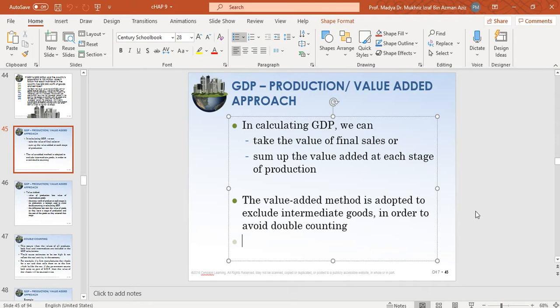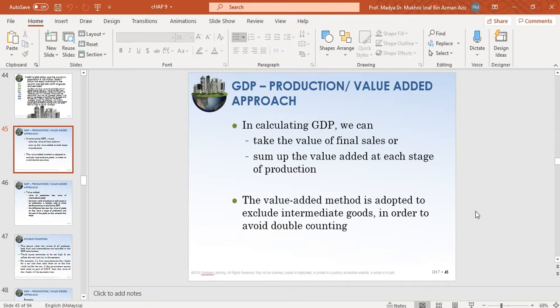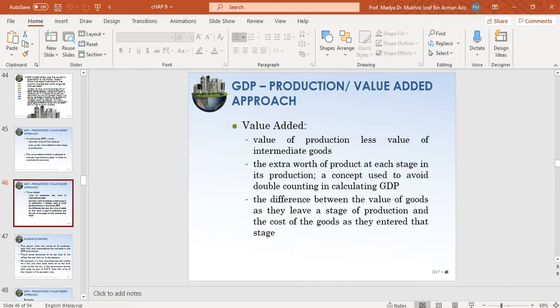is to avoid the issue of double counting. You want to exclude intermediate goods. Intermediate goods are goods that you create as an input for another product. So whenever you use the production value added method, you want to make sure that you avoid the double counting problem.